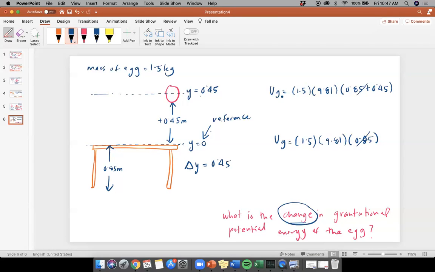So this is UG final minus UG initial. So you will get 1.5 times 9.81 times 0.45. So that is the change when you lift up the egg. Okay. I forgot what I wanted to ask earlier.